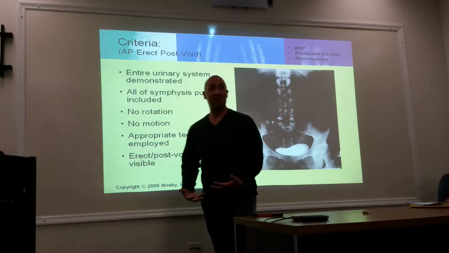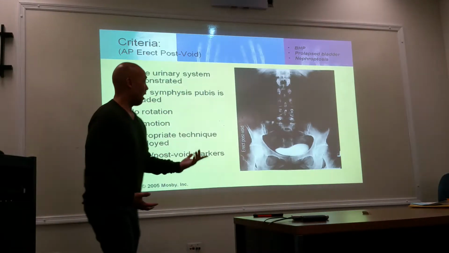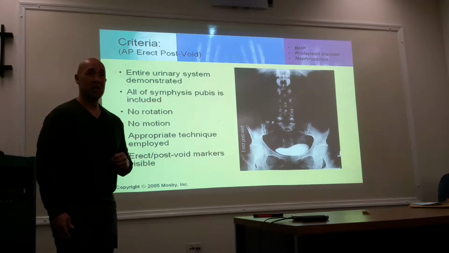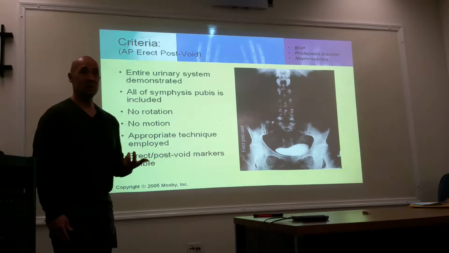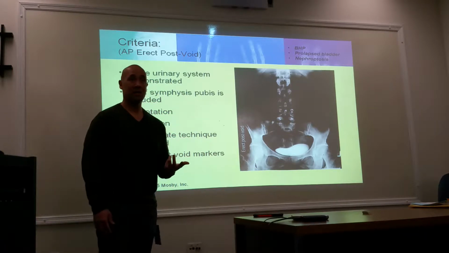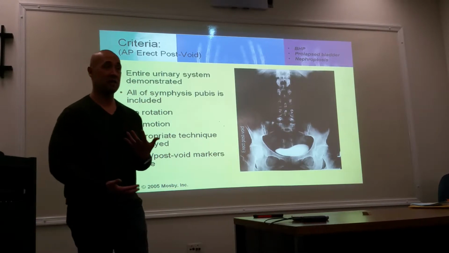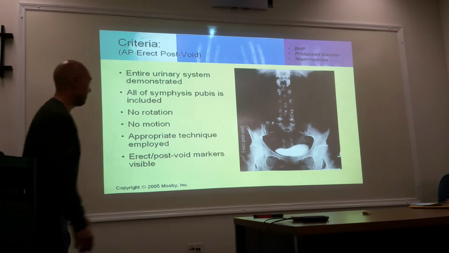So you may have technologists doing their upright post-void KUBs at a distance of maybe 60 instead of 40, because we're trying to decrease what? Magnification, getting the entire system in there. So it may be done that way.